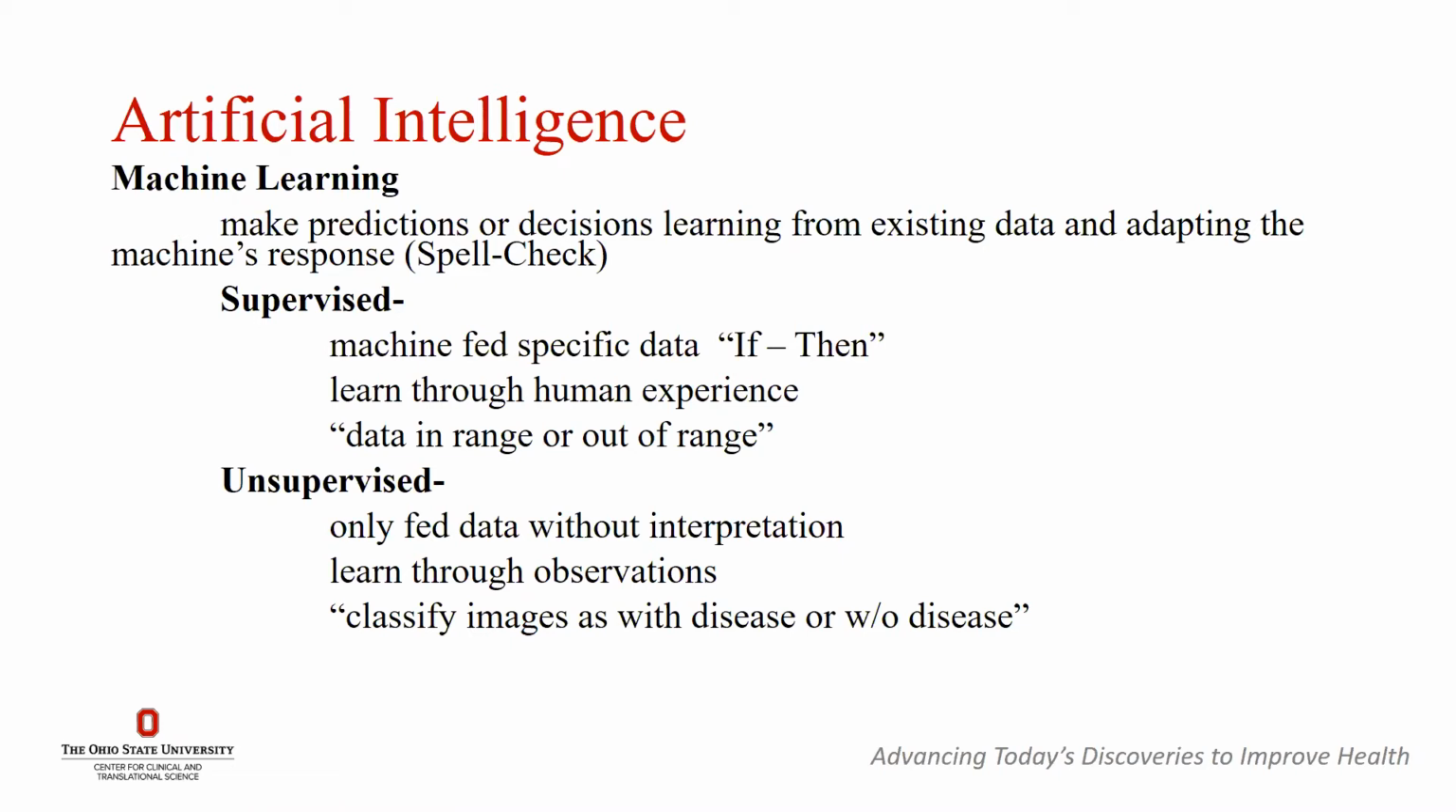Unsupervised, this is a little more sci-fi in my mind, and this is where it is only fed data with no interpretations, and the machine is actually learning through, I guess, quote, observations. It sees the repeated patterns and starts looking for those patterns. And it can then make predictions. One of the examples that I saw noted was being able to classify radiology images as being either with the disease or without a disease, probably more prominently if it's normal or non-normal.